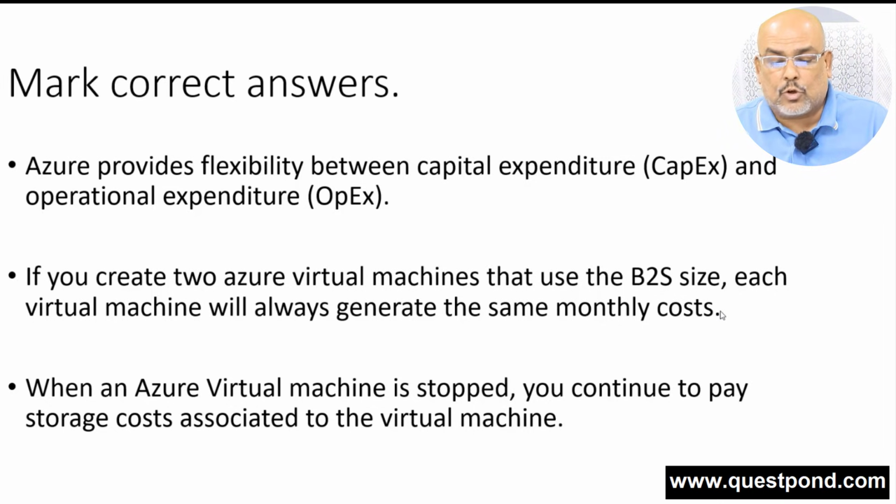If you create 2 Azure virtual machines that use a B2S size, remember Azure virtual machines have different sizes, A1, E1, this is a B2S size. Will each virtual machine generate the same monthly bill? It is like saying that if you have 2 similar cars, will they consume the same diesel or petrol? Think about it. No, right? And you know why. So that is a hint for the second one.